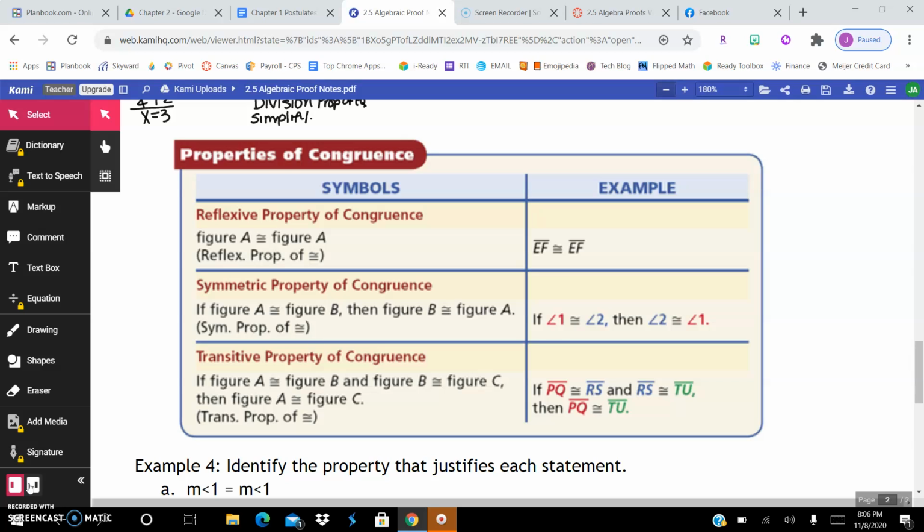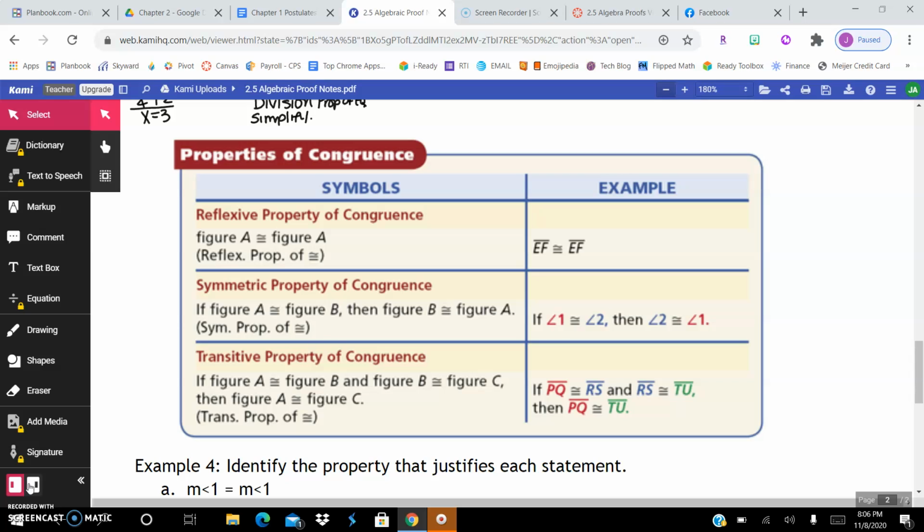The symmetric property of congruence says that if figure A is congruent to figure B, then figure B is congruent to figure A. So basically you can flip them around in a different order. So their example: if the measure of angle 1 is congruent to the measure of angle 2, then the measure of angle 2 is congruent to the measure of angle 1.